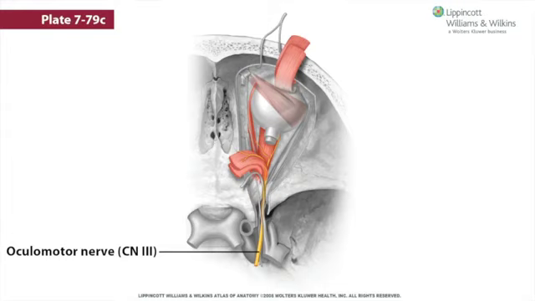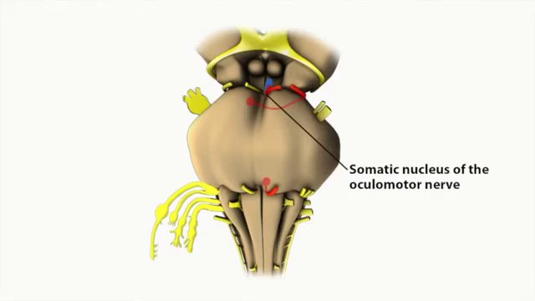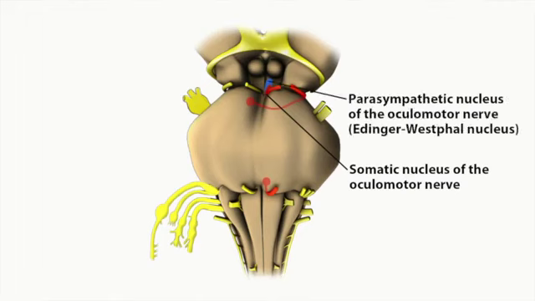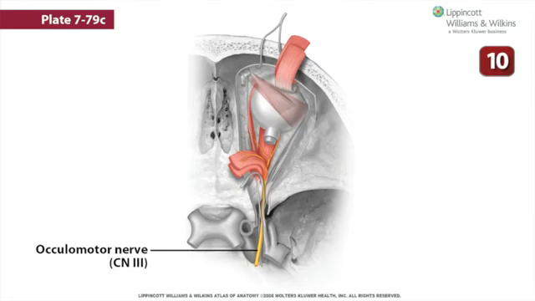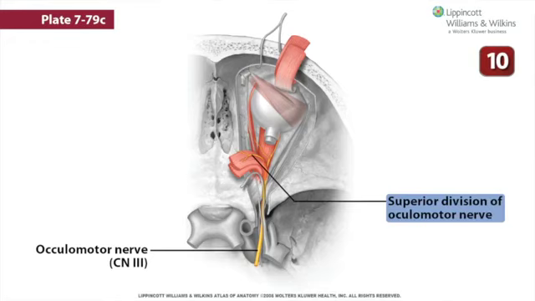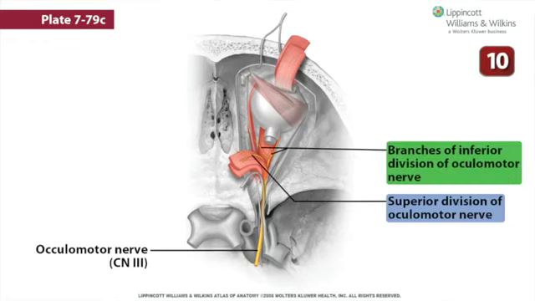Its somatic nucleus and its parasympathetic nucleus, which is sometimes called the Edinger-Westphal nucleus, are found in the midbrain. The oculomotor nerve emerges from the midbrain and runs through the lateral wall of the cavernous sinus. It passes through the superior orbital fissure and bifurcates into a superior and inferior division.